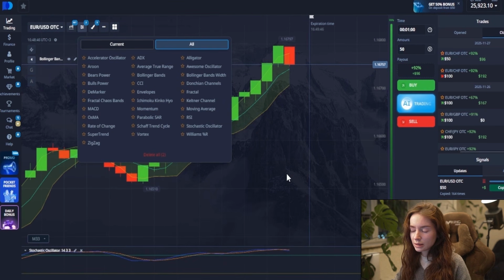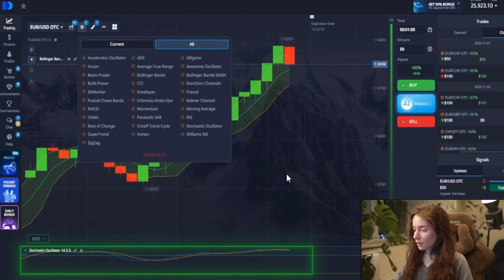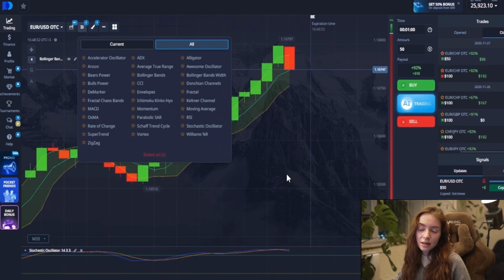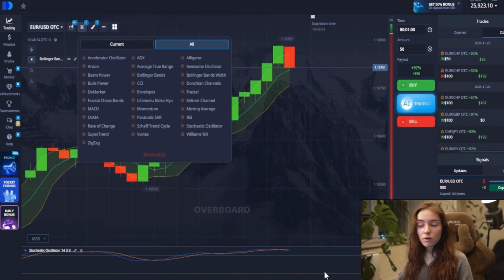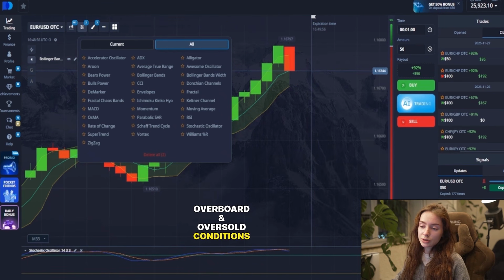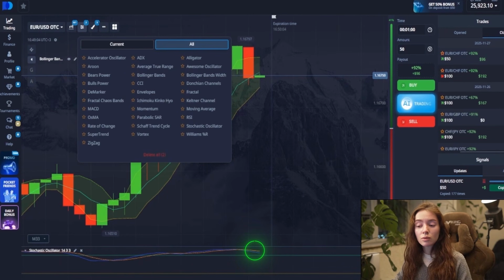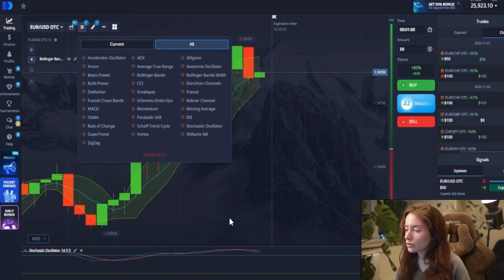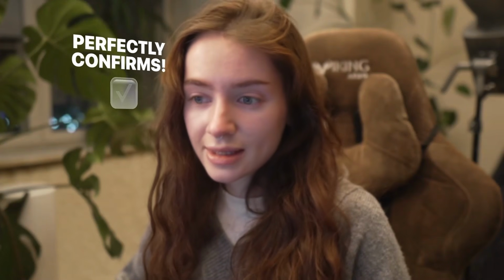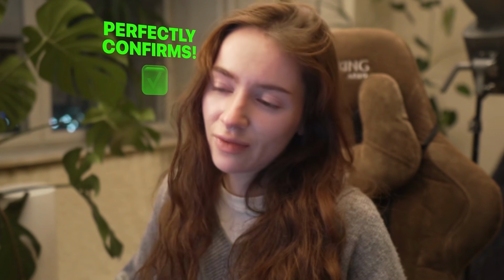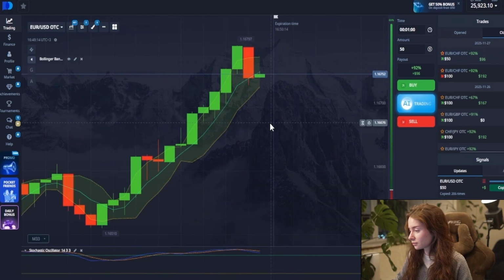Now let's find it. Here it is. This is an oscillator that shows overbought and oversold conditions. Again, a level below 20 indicates oversold conditions. Above 80 indicates overbought conditions. As you can see, it's approaching 80 and moving above it. This perfectly confirms these signals.